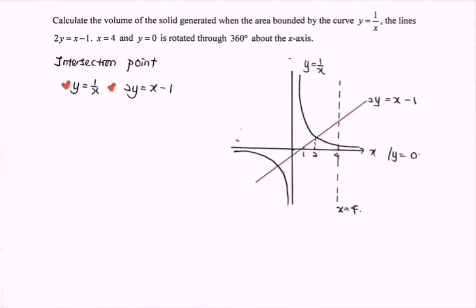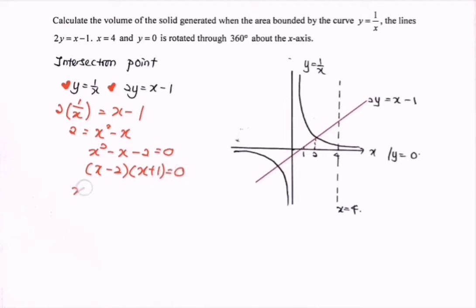Now equate the situation, where y is 1 over x equals x minus 1 over 2. Next, I'm going to cross multiply the situation, where we will have 2 equals x squared minus x. Rearrange the situation: x squared minus x minus 2 equals 0. Then factorize and we will have x minus 2 multiplied by x plus 1. So x equals 2, x equals negative 1.